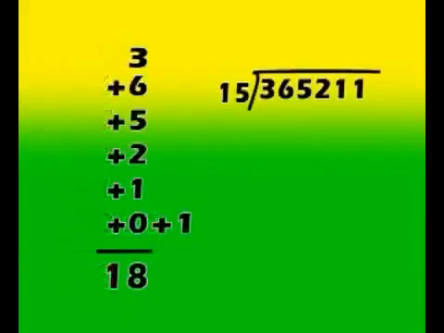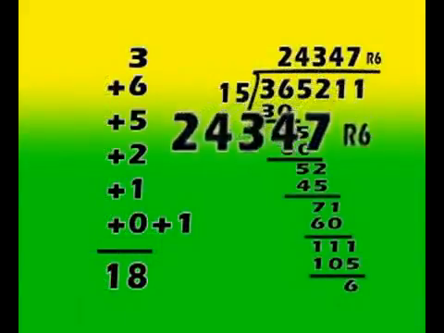Lisa, what would you do? Add 1 to any of the digits. Anyone? Would you add 1 to the units digit, which is 0? No! Is there another way to make 365,210 divisible by 15? Think about it for a while.